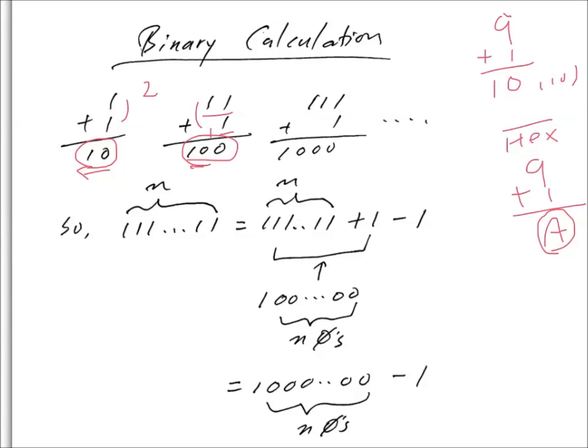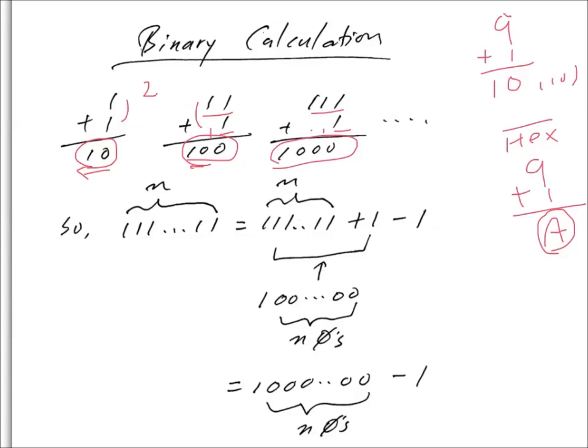In the same fashion, 1, 1, 1 plus 1 is a 1, 0, 0, 0. So you can see some pattern here.